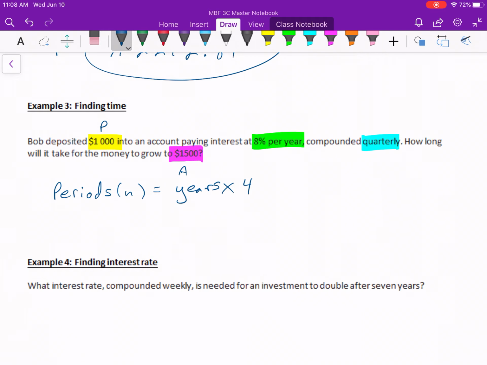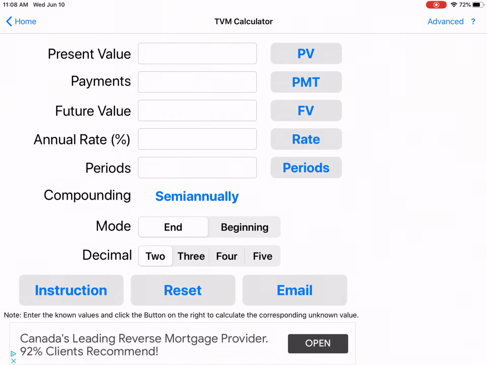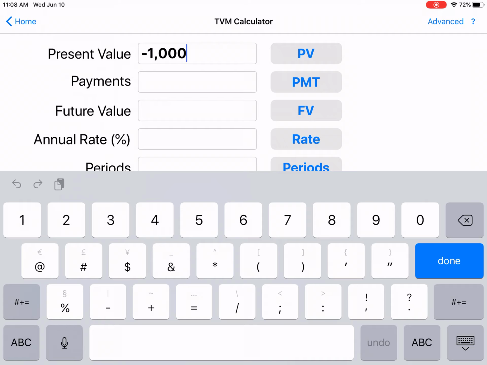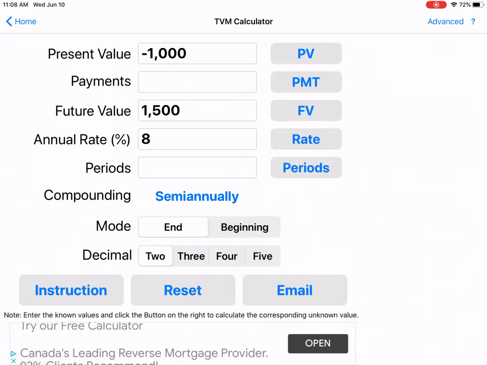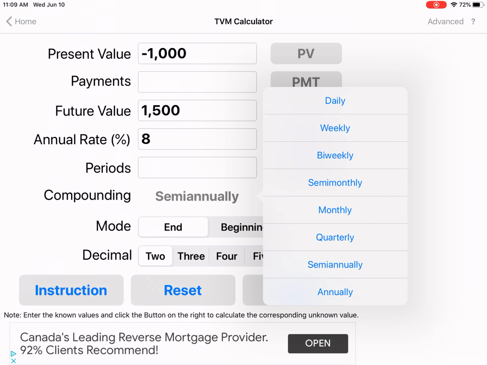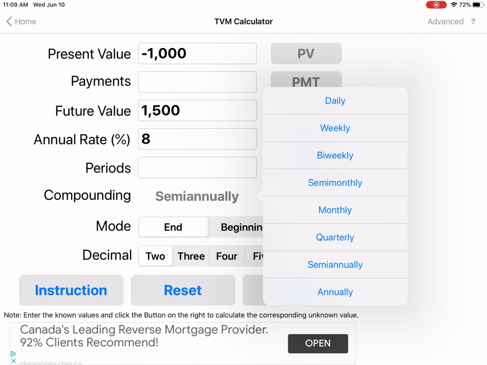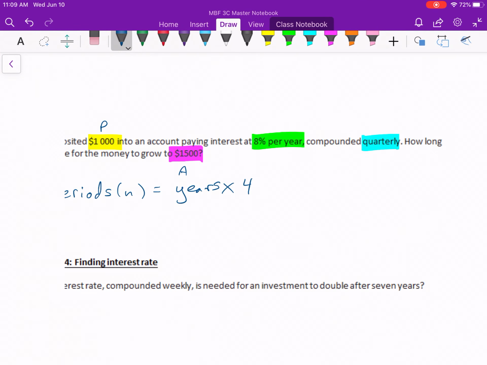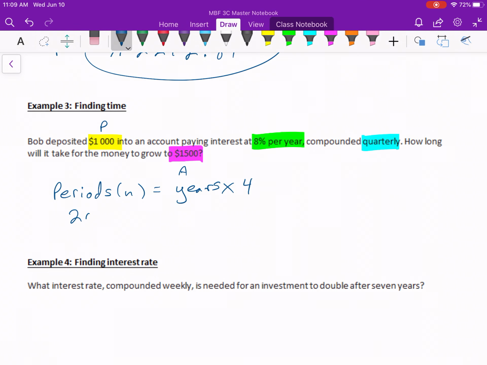So let's put it all in. Remember, I'll hit the reset button, and the present value, the amount he deposited was $1,000, so negative 1,000. Skip payments. The final amount was $1,500, so that goes in here. The annual rate was 8%. We don't know what periods is. That's what we're going to find, but I need to change this from semi-annually first to quarterly. And then I can hit the periods button, and it gives me 20.48, so about 20 and a half. Let's call it 20.5.